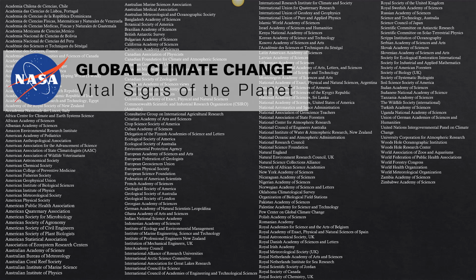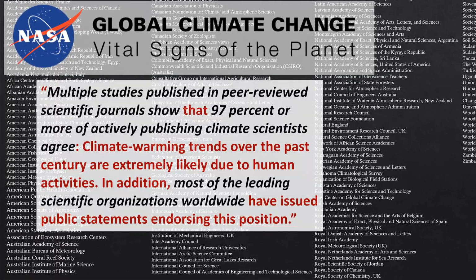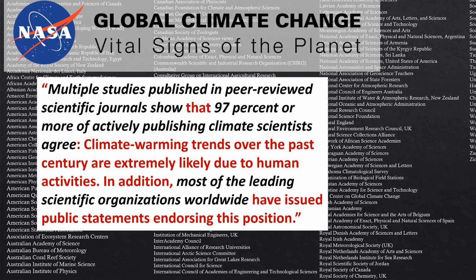The NASA site also reports on the following, quote, multiple studies published in peer-reviewed scientific journals show that 97% or more of actively publishing climate scientists agree. Climate warming trends over the past century are extremely likely due to human activities. In addition, most of the leading scientific organizations worldwide have issued public statements endorsing this position. So, let's talk about external consistency.